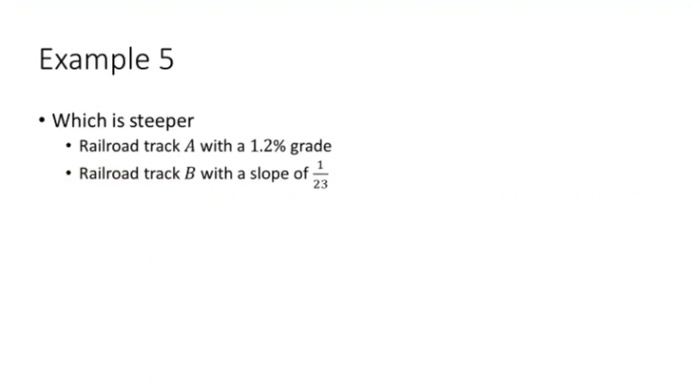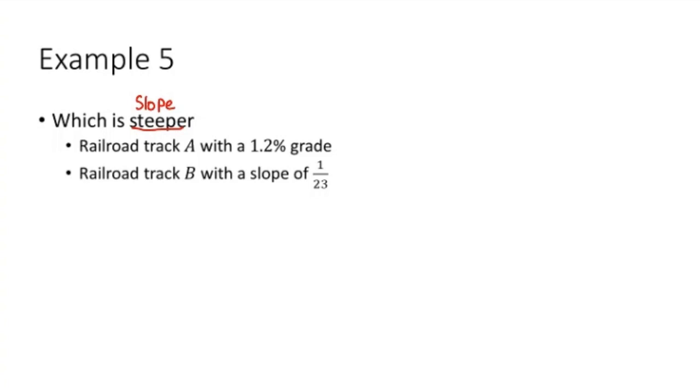We want to know which is steeper. First, a railroad track A with a 1.2% grade, or a railroad track B with a slope of 1 over 23. The first thing we see is the word steep. Remember, steep is one of the phrases that means slope. So what is this problem telling us? Well, which is steeper? Which has the greatest slope?